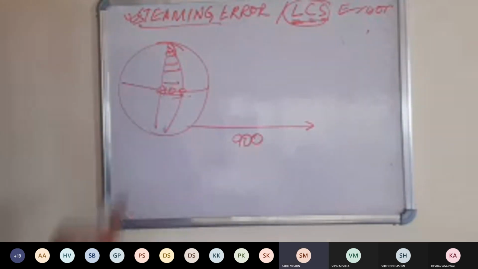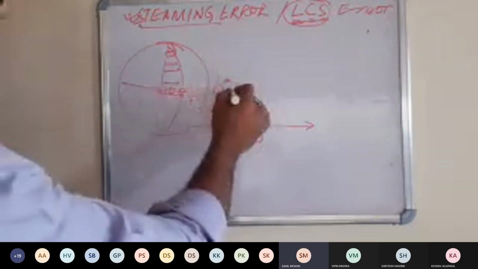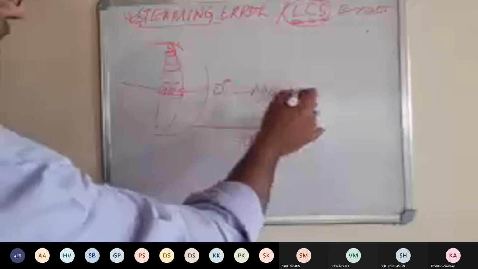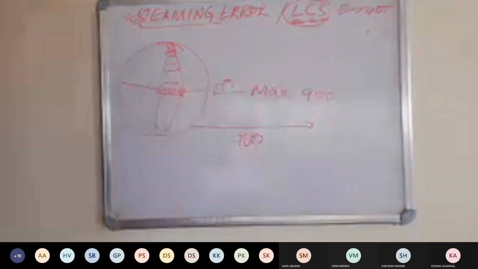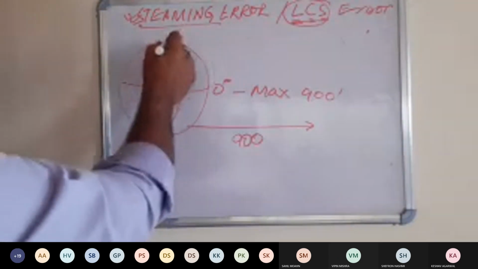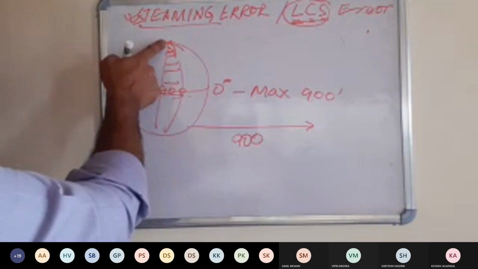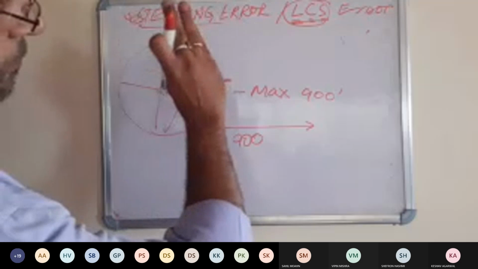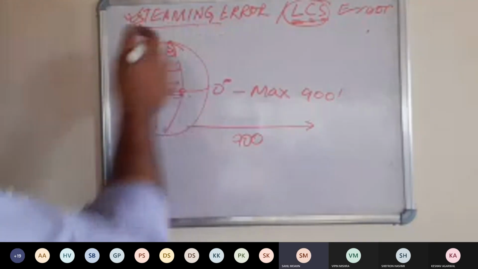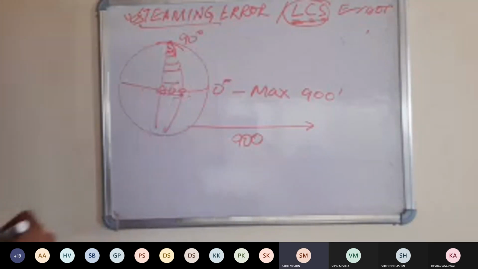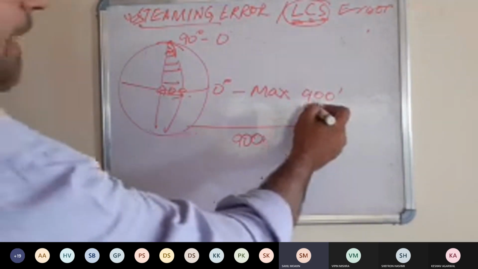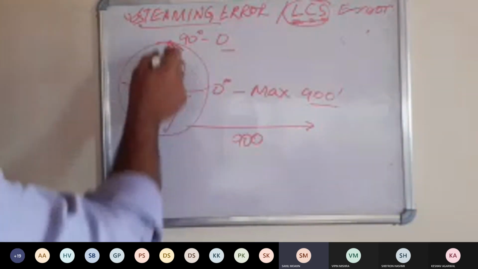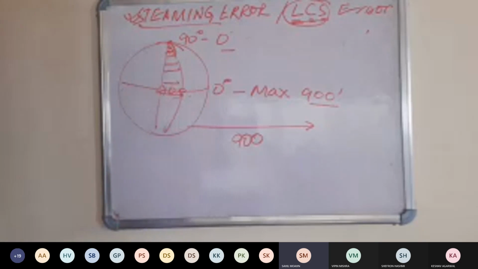No, sir. So at 0 degree, it is maximum, which is 900 miles. At this place, at the pole, nothing will move from its place, it will just rotate on the spot. Yes, sir. At 90 degree, it is 0. So from maximum to 0 on the equator, on the latitudes.